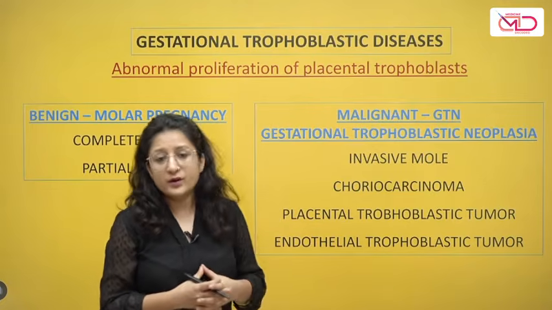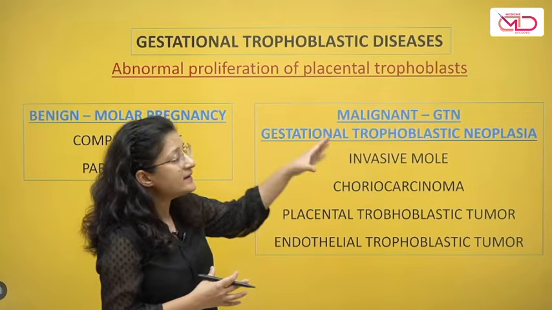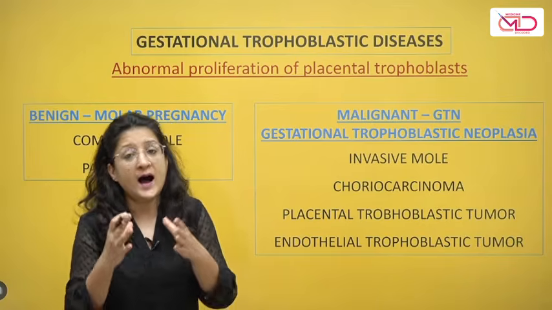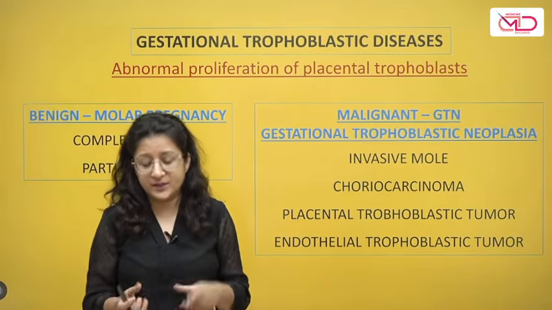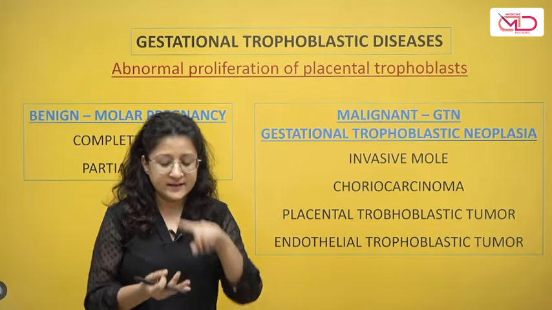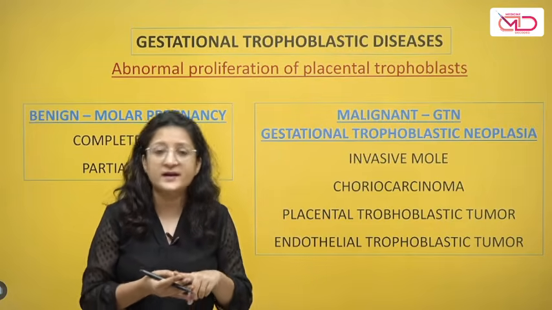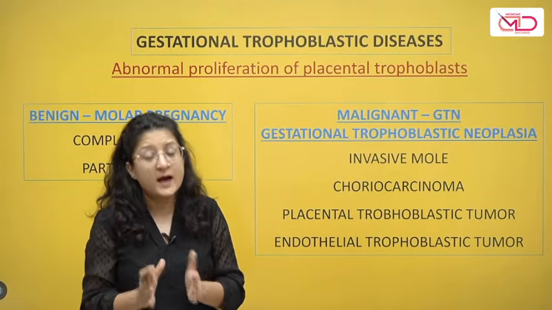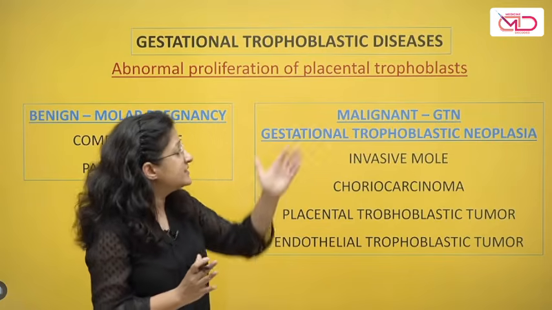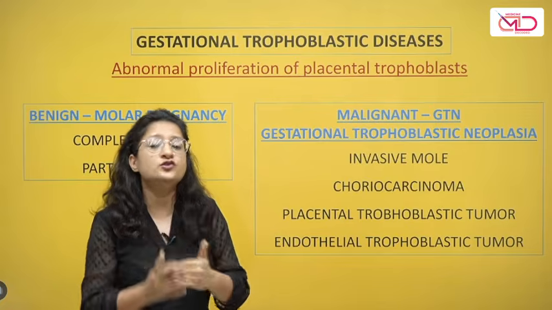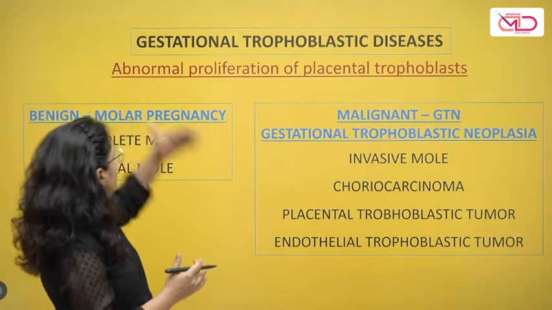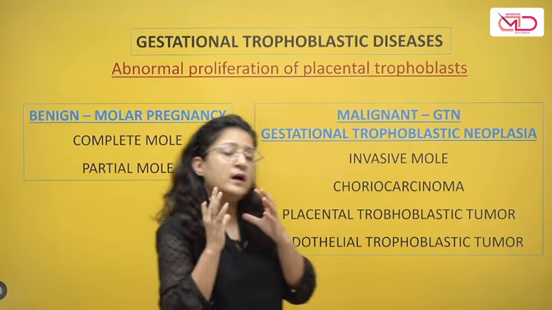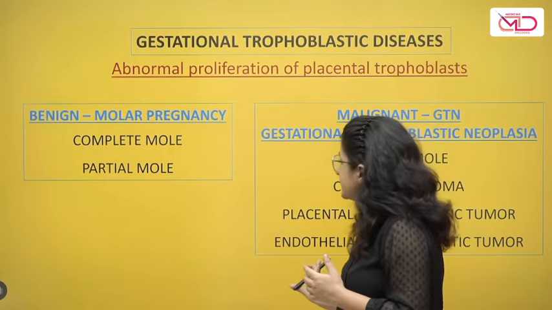So what is important to note here is that these malignant forms of gestational trophoblastic disease, that is GTN, can develop after any pregnancy event, be it after an abortion, molar pregnancy, ectopic pregnancy, or full-term pregnancy, irrespective of the outcome of that pregnancy. But most commonly, gestational trophoblastic neoplasia is seen to arise following a molar pregnancy event. So let us now in this session talk a little bit more about what exactly a molar pregnancy is.